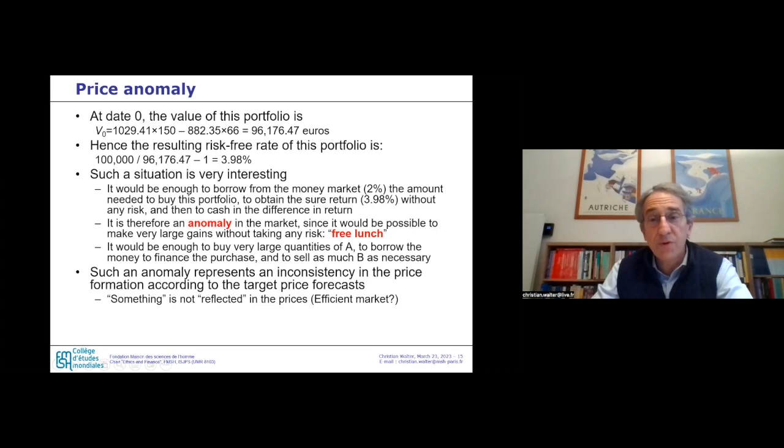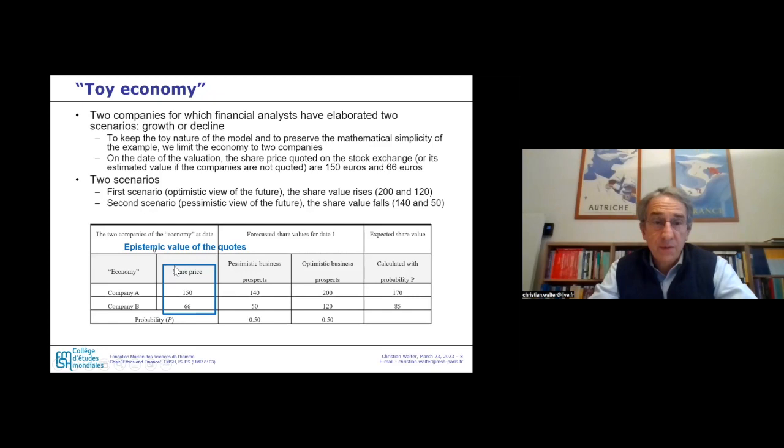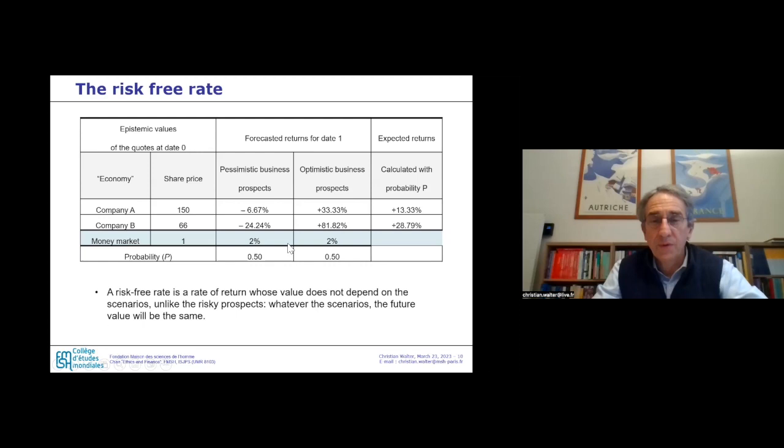And such an anomaly represents an inconsistency in the price formation according to the target price forecasts. That means that something, we don't know what, is not reflected in the prices. In other words, the fair value of the quotes here, 150 and 66, is not what it should be considering the prospects, the probability, and the risk-free rate of 2%. There is something wrong.